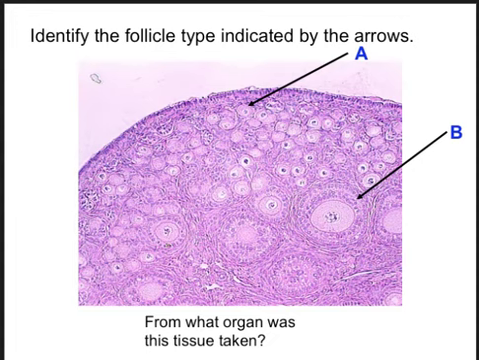Okay, next question. Identify the follicle types indicated by the arrows and indicate the organ from which this tissue was taken. Again, this was taken from an ovary. Okay, A is indicating primordial follicles near the cortex of the ovary, and B is indicating now a Graafian follicle, and we can tell that because of the tremendous amount of fluid inside the follicle. The ovum is here in the center, and this follicle is nearly ready to rupture.